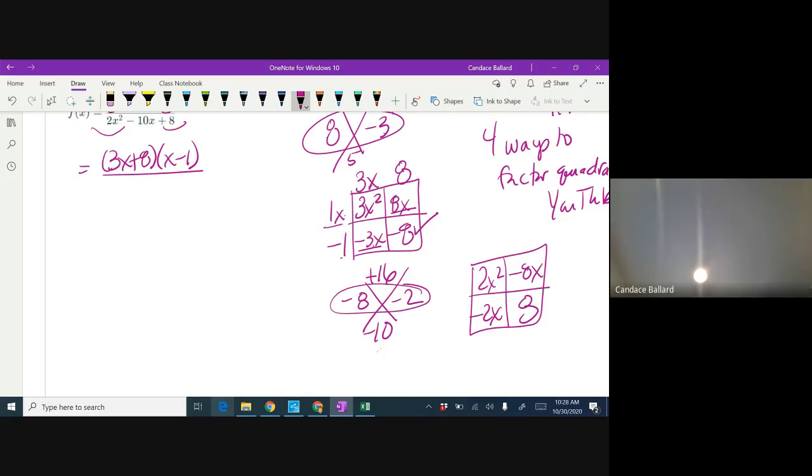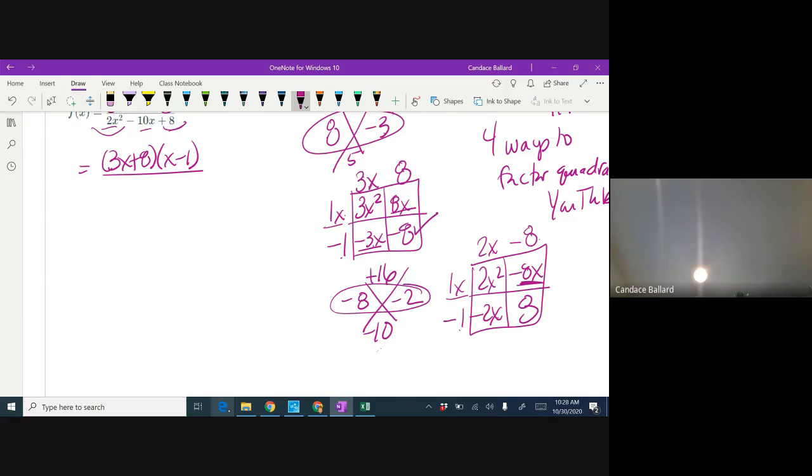I could have done something else with this actually. It doesn't really matter where I put the 2. I'm going to choose to put it on the top because I messed up on something, because I should have taken out a greatest common factor, but we'll do it in a minute. So I asked myself, how many times does 1x divide negative 8x? It goes in there negative 8 times. How many times does 2x divide negative 2x? It goes in negative 1.